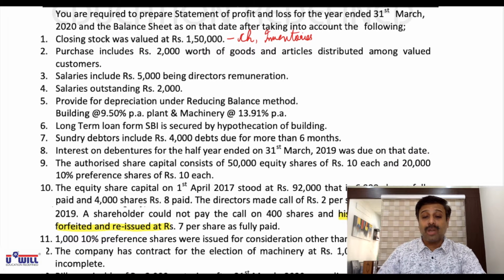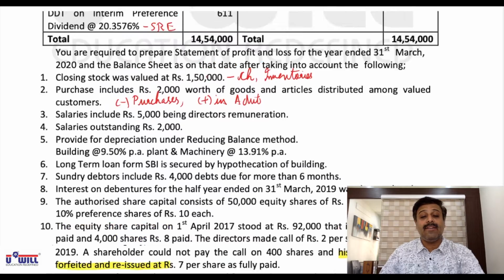Purchase includes 2,000 worth of goods and articles distributed among valued customers. This also we have discussed in adjustments in lecture number 2. So we will minus it from purchases, because purchases should not include it, and we'll add it in advertising. Goods distributed to valued customers means it's an advertisement expense. In selling expense, we'll add it in advertisement.